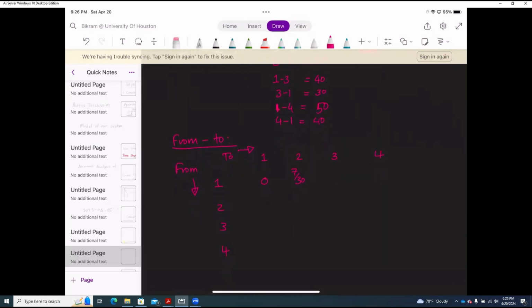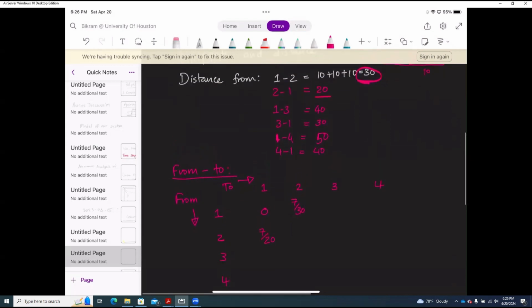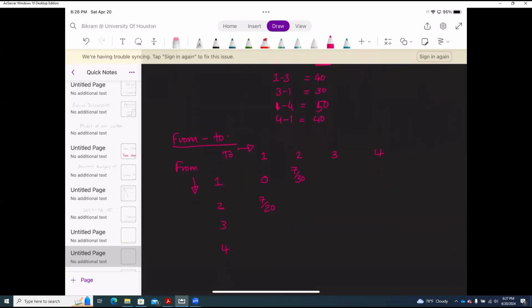From 2 to station 1, we have the same number of parts, but now it travels only 20 because while returning, we have less distance. Similarly, from 1 to 3, we have 6 parts which travel 40 meters, and from 3 to 1, it travels 30 meters. For 1 to 4, 5 parts travel 50 meters, and while returning, it travels 40 meters.